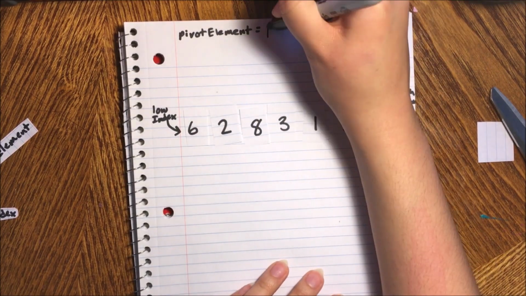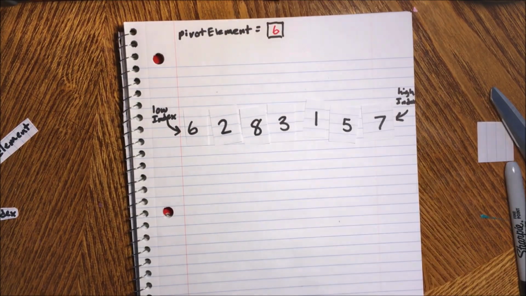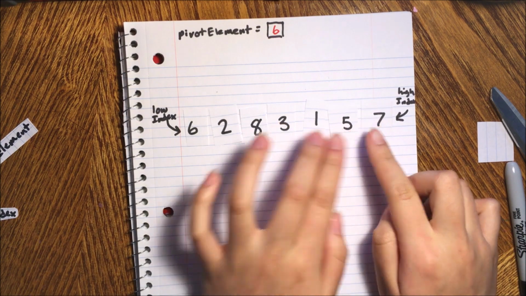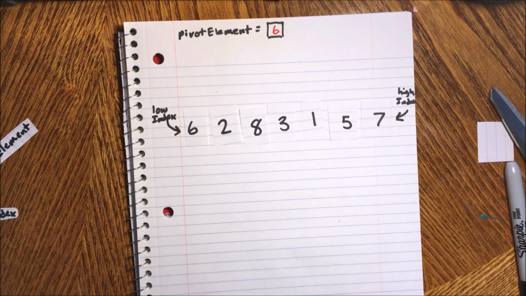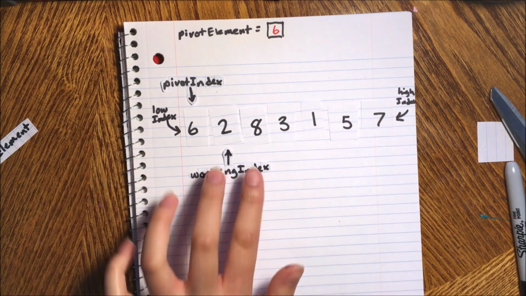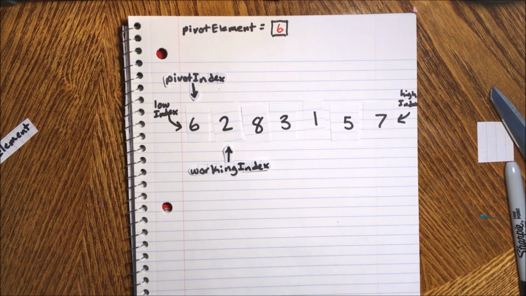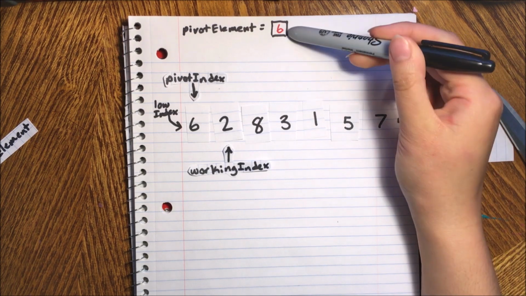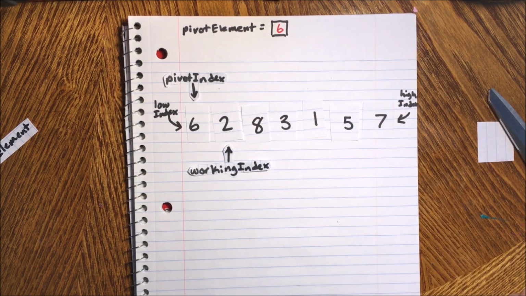Our goal is to get all the elements smaller than the pivot element to the left and bigger elements to the right in relation to the pivot. There are two indices that we need to keep track of: the pivot index and the working index. Our pivot index starts at the low index, and our working index will start at 1 plus the pivot index. We also need to keep track of the pivot element, which is simply the element at the low index. The working index will increment through the entire array, and the pivot index will be incremented as needed.